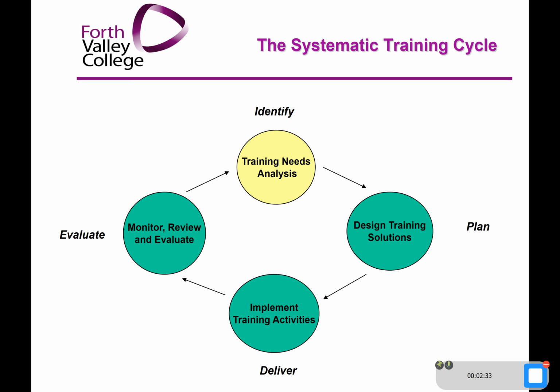So you're looking to see, is it working? Is it effective? Does it achieve what it set out to do? And if it does, you might look to see, could it be improved? Can it be developed? If it's not effective, you then might need to think about, do we change it? Do we adapt it? Do we scrap it and start something else? So your systematic training cycle is looking at that full process.